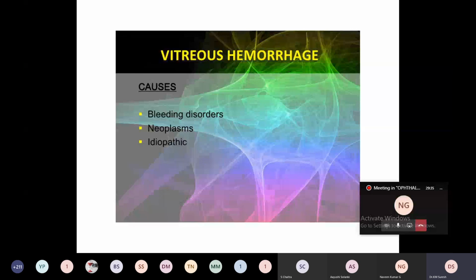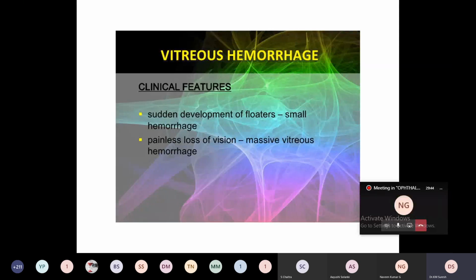What are the clinical features of vitreous hemorrhage? There is sudden development of floaters when there is a small hemorrhage. But if there is a massive vitreous hemorrhage, patient complains of painless sudden loss of vision. So this is one of the differential diagnoses for sudden painless loss of vision.